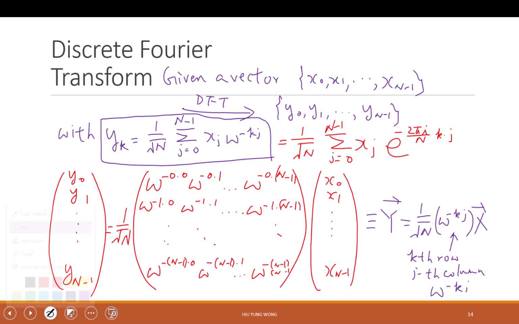Okay. Yeah, of course, you might also see people just write y equal to omega because it's a matrix and then x. After all, that is what it means for all of them.